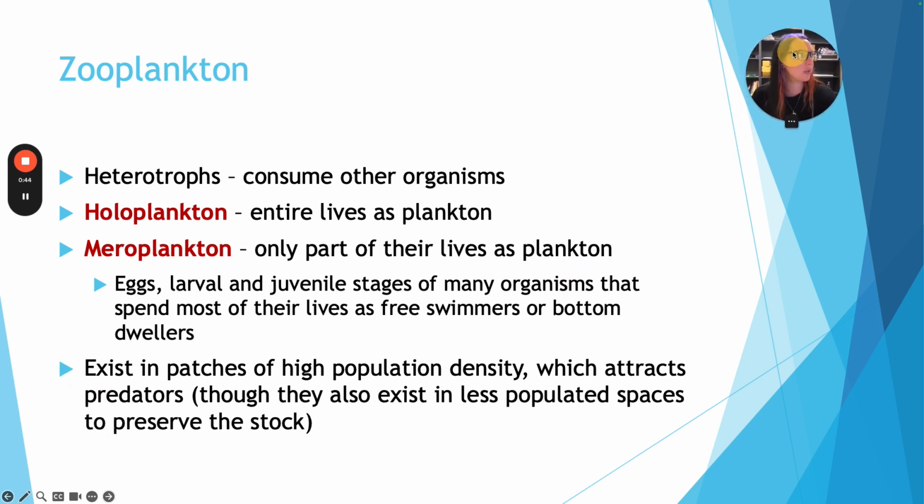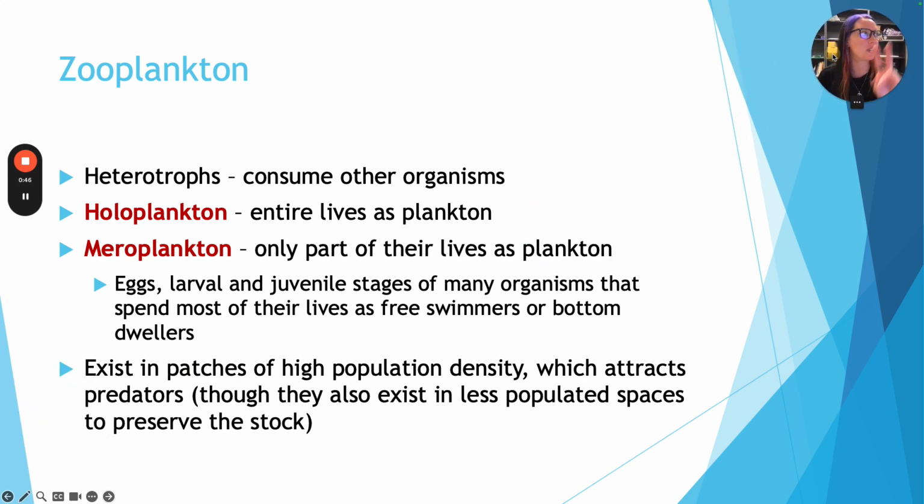So what's kind of cool with zooplankton is there's two main categories. But zooplankton in and of themselves are actually heterotrophs. So unlike phytoplankton, who are autotrophs, who can make their own food, zooplankton are heterotrophs. They have to actively consume other things. And then there's two categories. One are holoplankton, which means they live their entire lives as a little plankton. And the next are meroplankton, so they only live part of their lives as plankton.